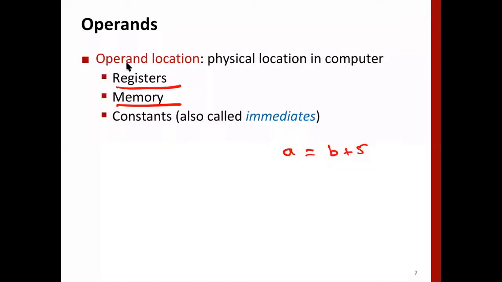Okay, now here the 5 is a constant, and then we can have a simple assembly language instruction where we have a constant as an operand. So we call them immediates. All right, so we'll look at these instructions in today's class.